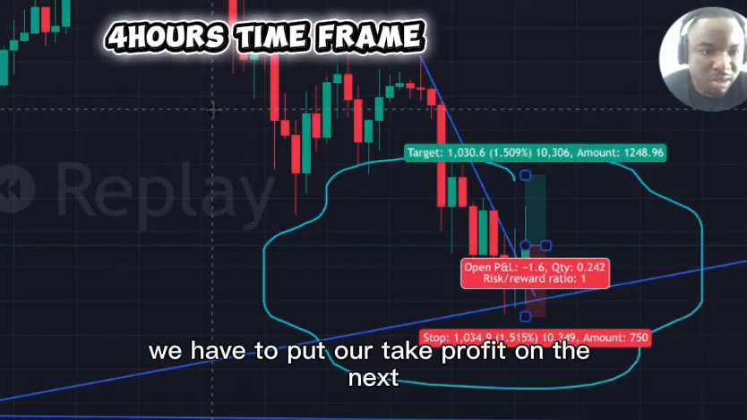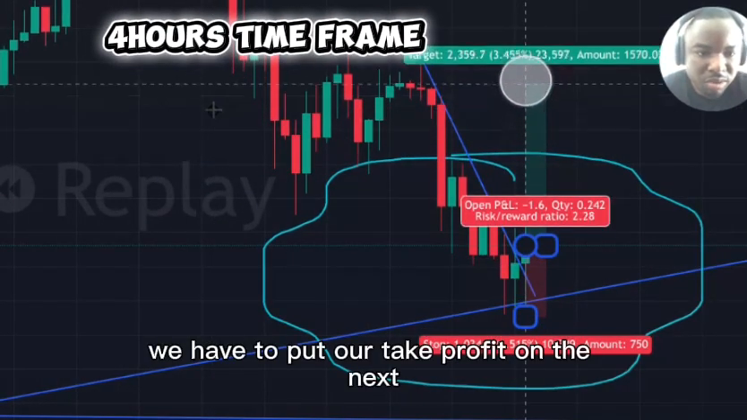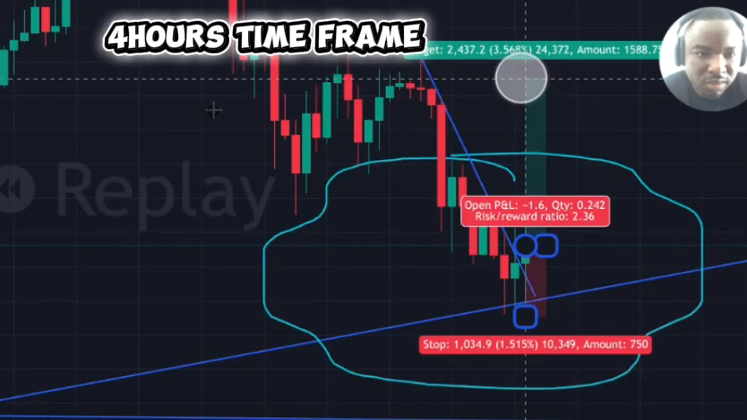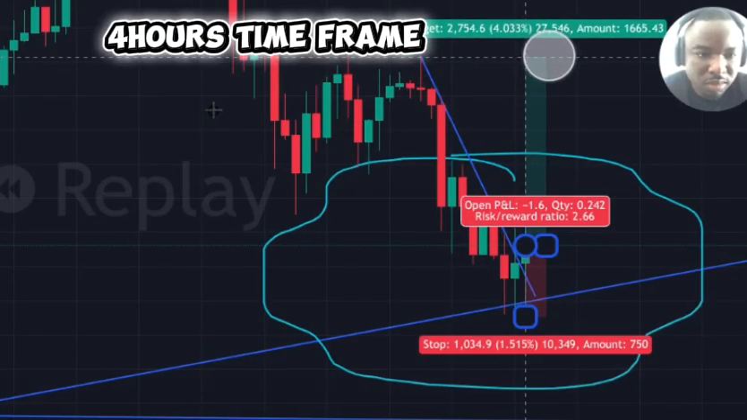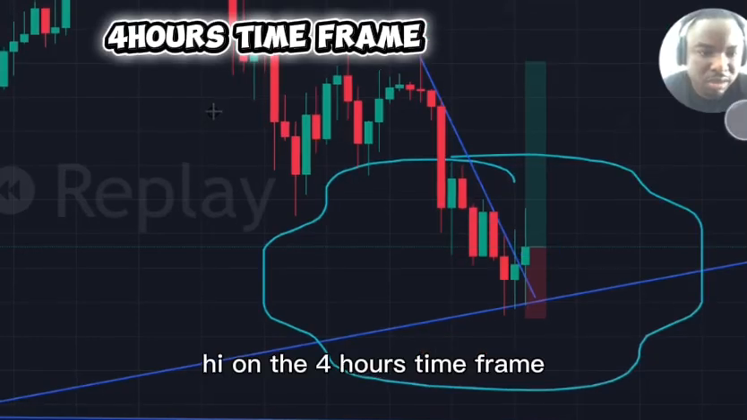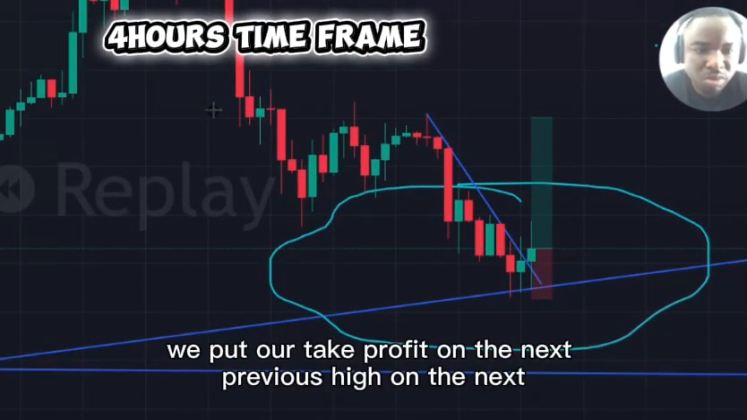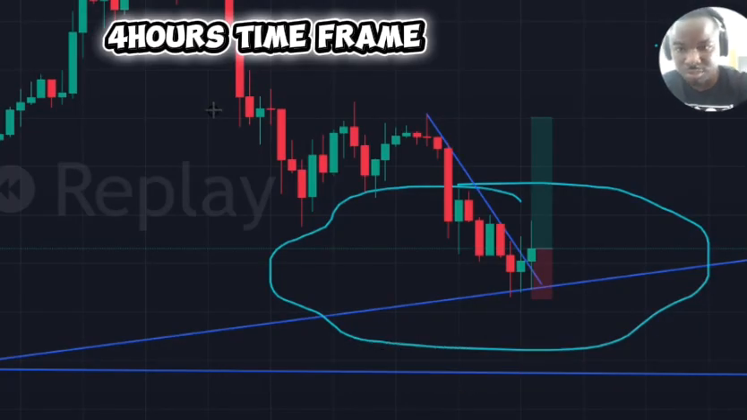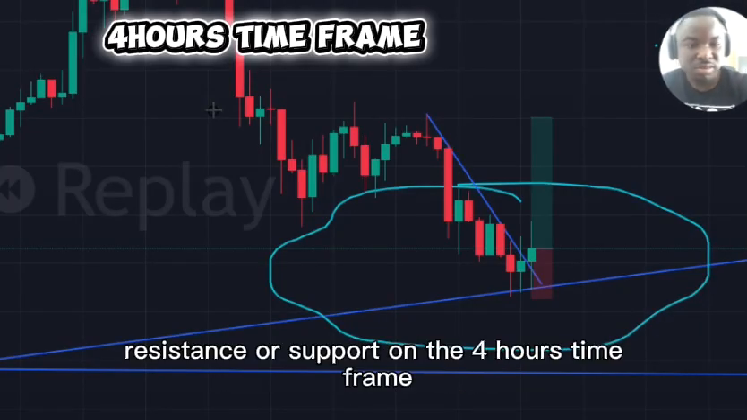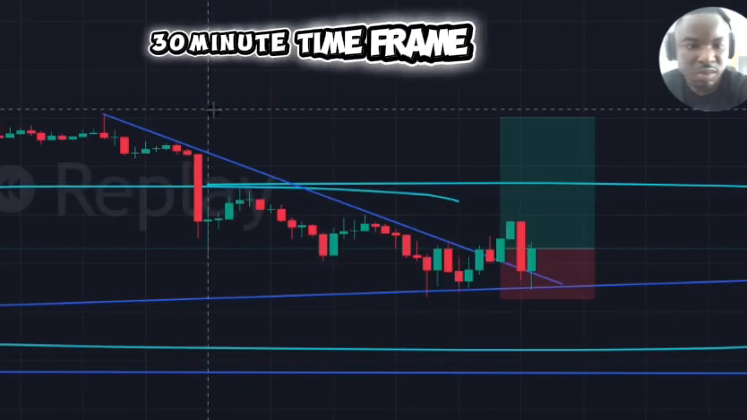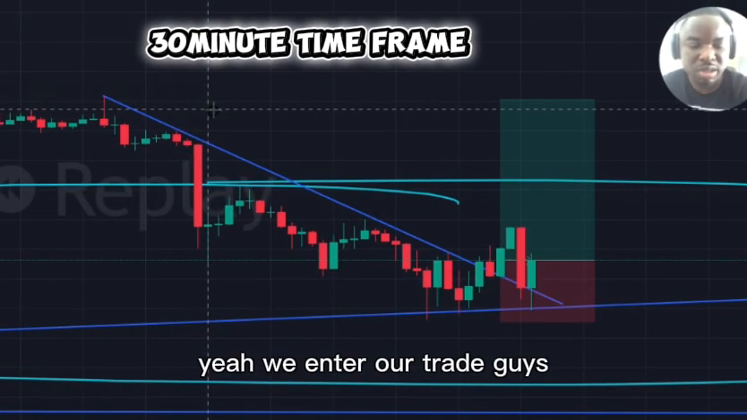We have to put our take profit on the next high on the 4 hours time frame. We put our take profit on the next previous high, on the next resistance or support on the 4 hours time frame. Here we enter our trade.